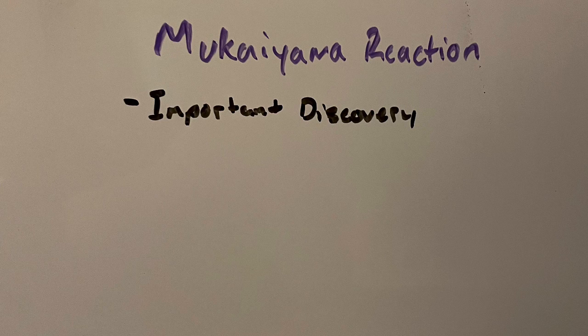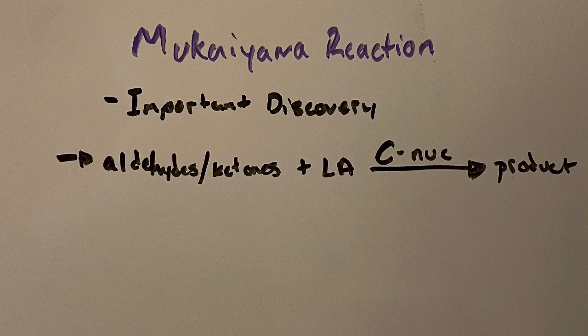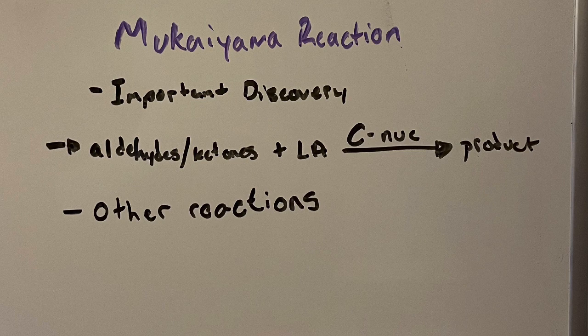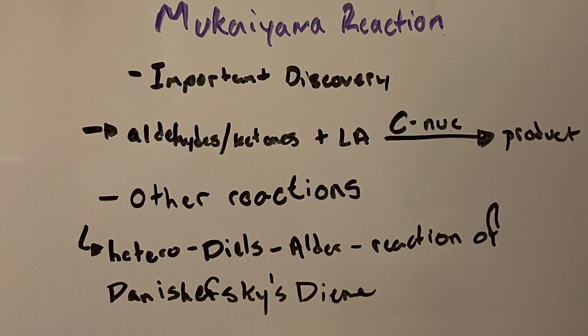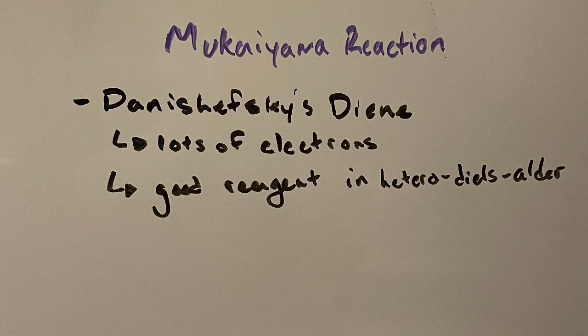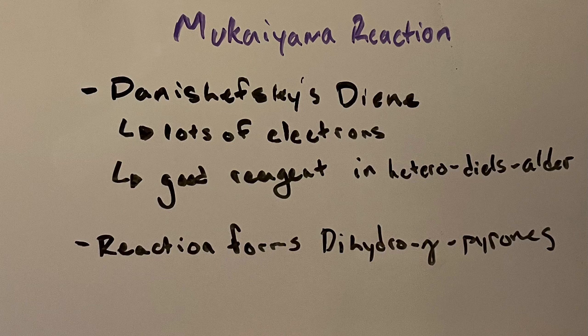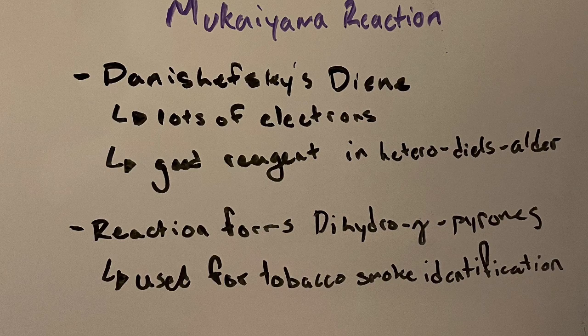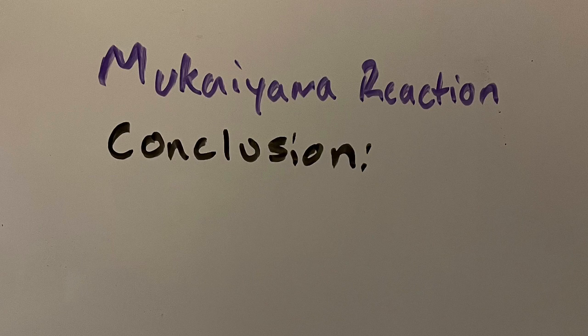This reaction was an important discovery, providing an example of aldehydes and ketones being activated by a Lewis acid in the presence of a carbon nucleophile, and helped significantly increase the utility of aldol reactions. This helped pave the way for other reactions, such as the hetero-Diels-Alder reaction of Danishefsky's diene, which is a cycloaddition reaction involving a compound known as Danishefsky's diene, a very electron-rich reagent, leading to dihydropyrones, which are used for tobacco smoke identification.